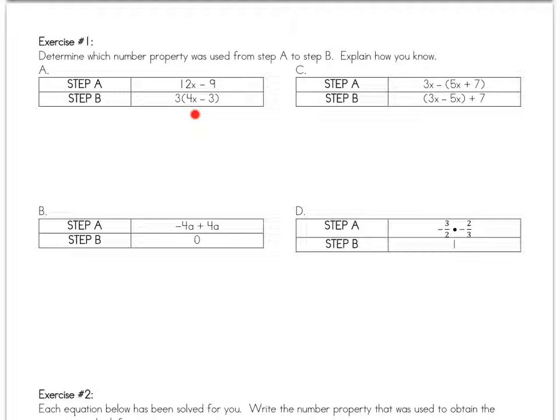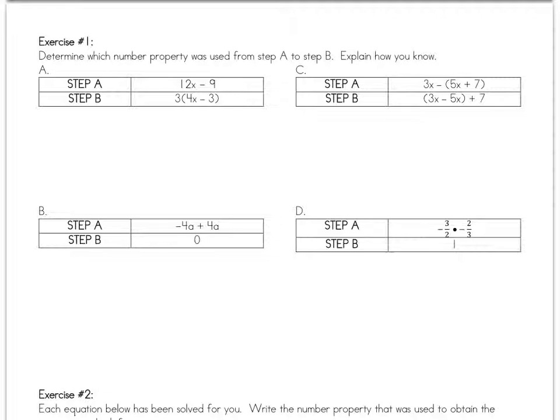So did we change the order, or did we maybe use a factor? Did we pull any numbers out or multiply any numbers in? Well, maybe some of you might see it a little bit easier. If I multiply 3 to 4x, I get 12x. If I multiply 3 to negative 3, I get negative 9.